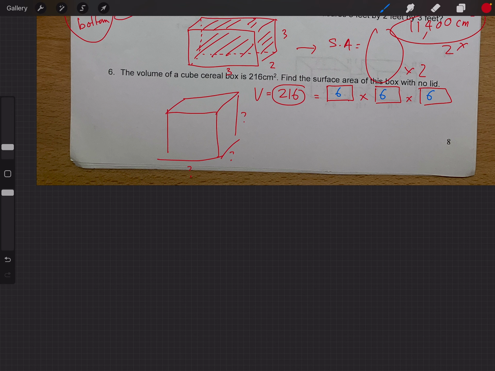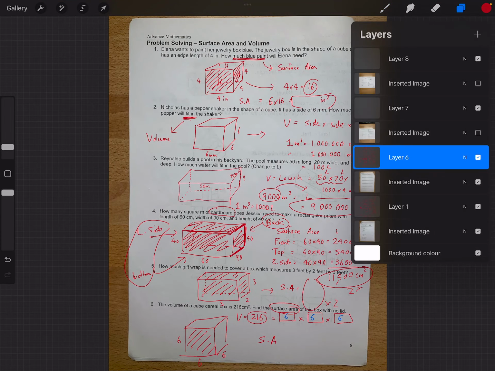Okay, so that means that each side here must be 6 centimeters. This must be 6 and this must be 6. Alright, now that we know that all the sides are 6, we can find a surface area. So why don't you do that by yourself, surface area. Just find the area of one face multiplied by 6. Okay, moving on to the next page.